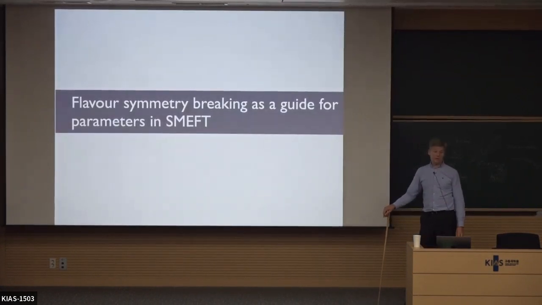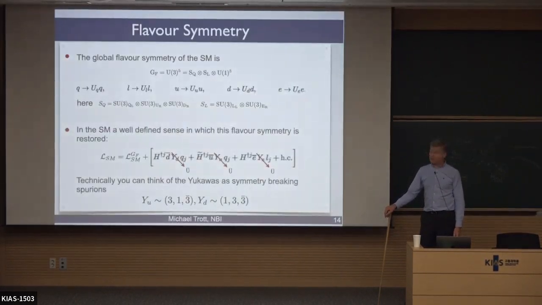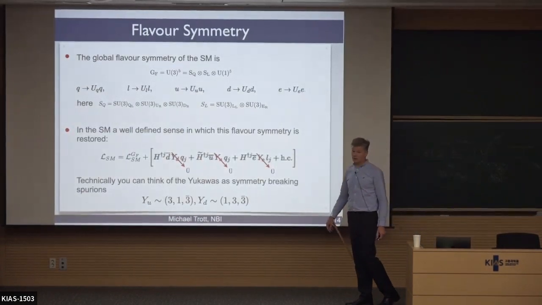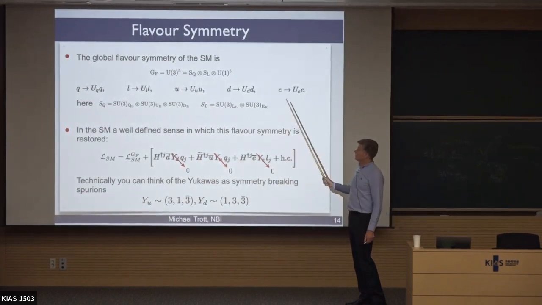Okay, so let's look at flavor symmetry because it has a lot of parameters and it controls a lot of the parameters you introduce at dimension 6. Okay, so how does the flavor symmetry program work in the standard model? How does the breaking work in the standard model? Let's remind ourselves of that.